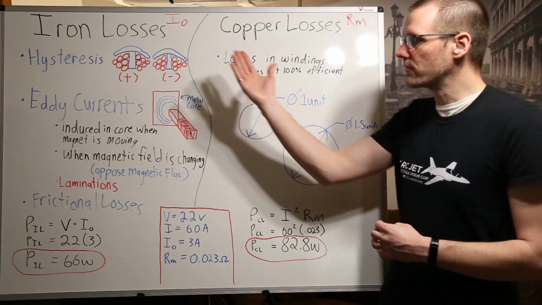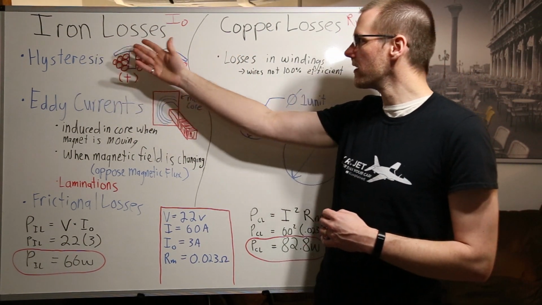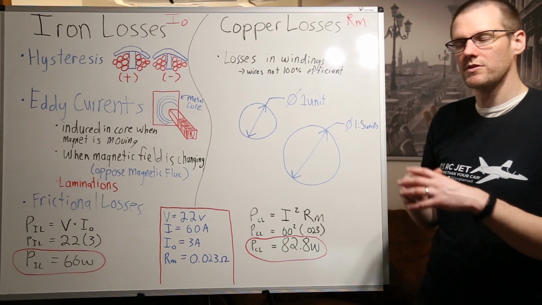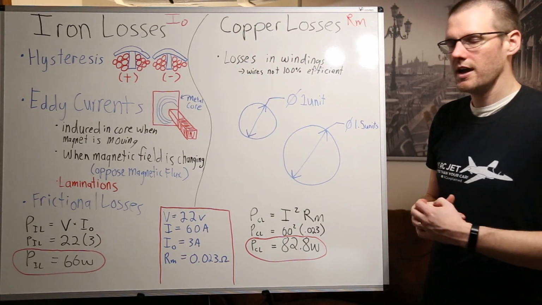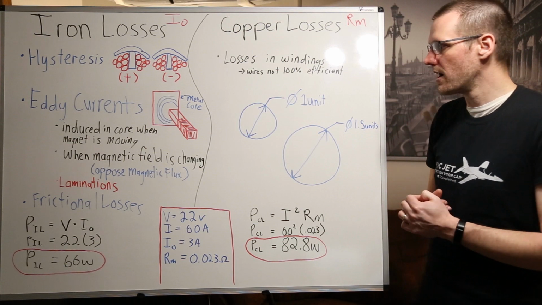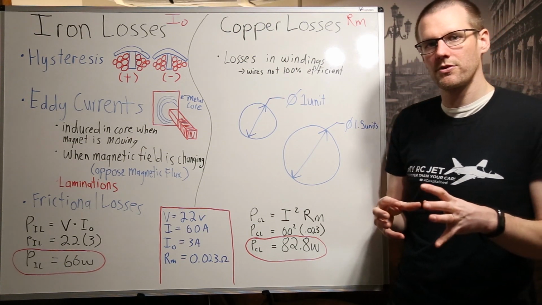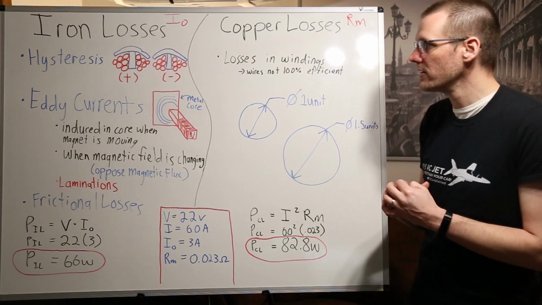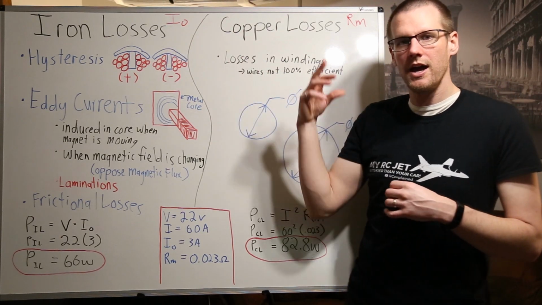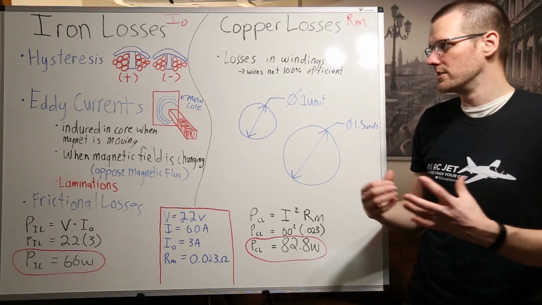So there you have it. We've gone through this topic of iron losses and copper losses. We looked at all the different parameters and reasons why we get these sorts of losses. I hope this video was helpful and you have a good understanding as to why you see the I0 value and Rm values on spec sheets.